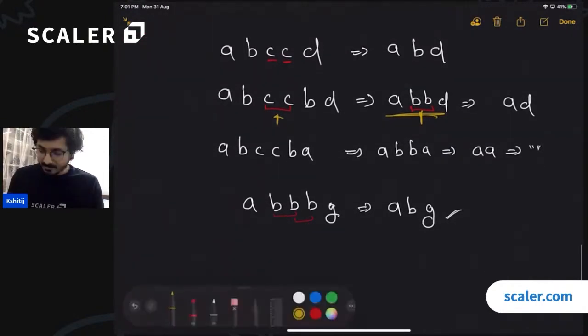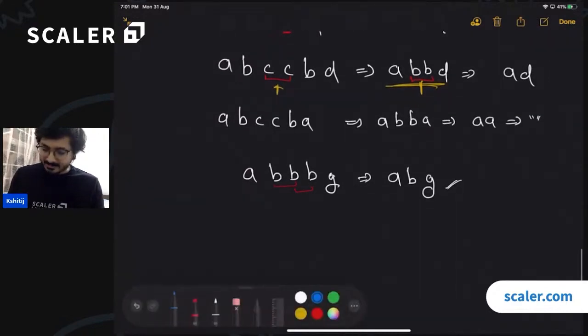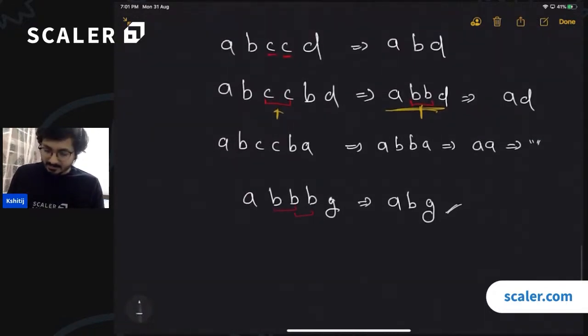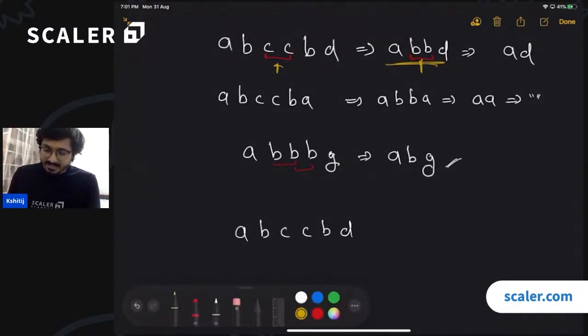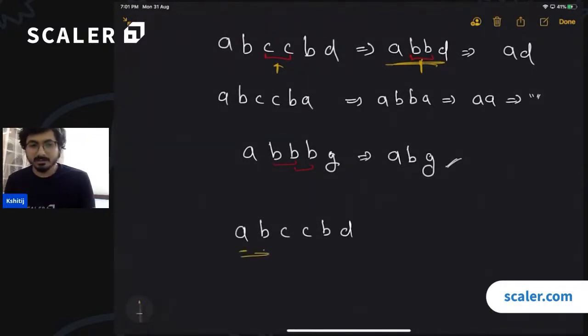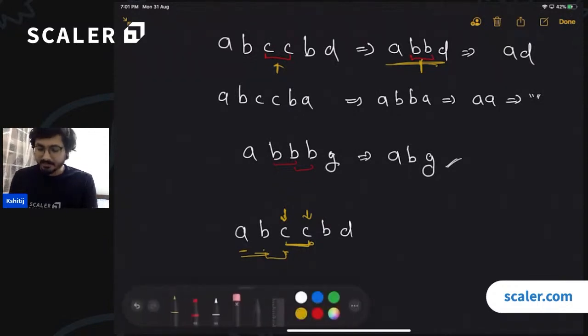So what should be done? Now, if you notice in this example, let's say that we have A, B, C, C, B, D. So I check A and I check B. These two are not same, right? Then I check C. Again, B and C are not same, right? So what we can do is once we reach this C and this C, correct? Now we can see that these two C's are same, correct? So now they have to be removed.